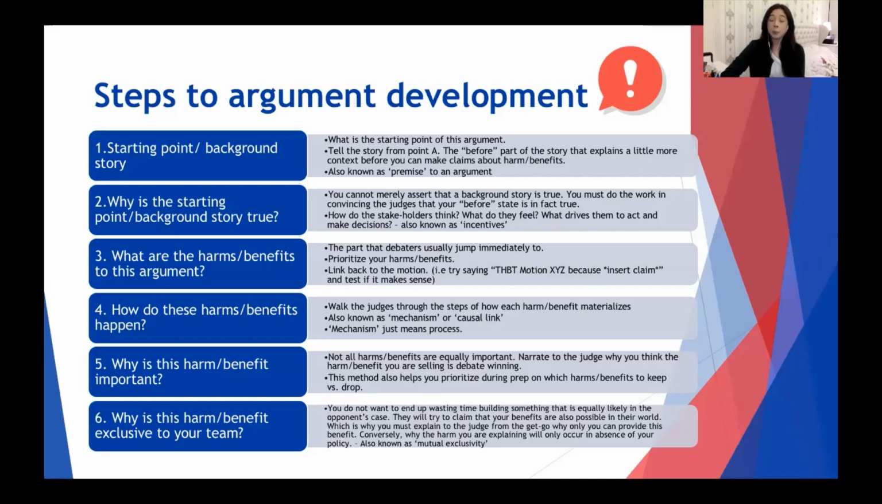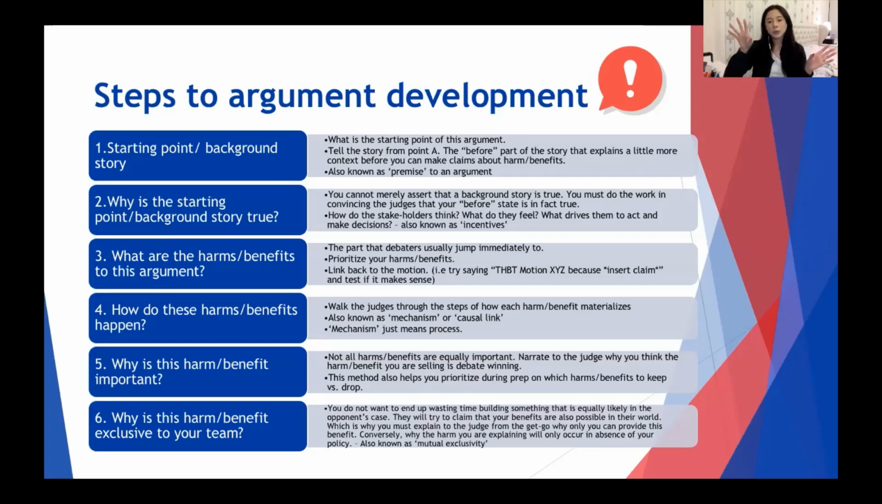So I think a good practice to figure out whether or not your harm or benefit is worth investing and spending a lot of time building on is to link it back to the motion. Try saying, "This house believes that," then insert the motion, then add the word "because," and then add the claim that you are trying to make. So I think that's a good formula: motion, because, heading of your argument.